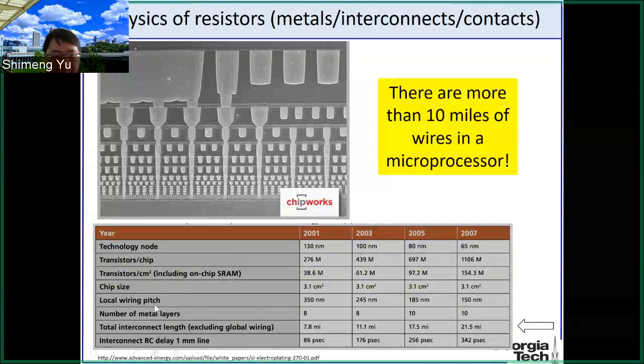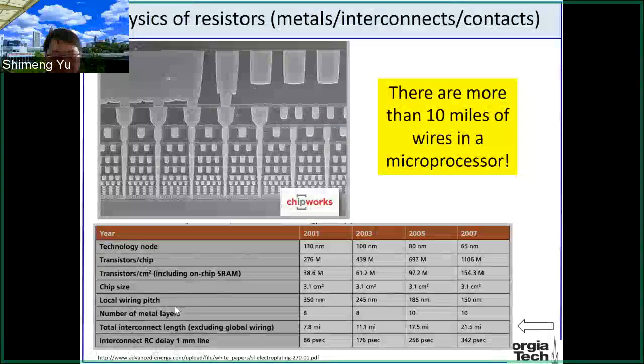And here's another number, let's say, the number of metal layers. As we scale the technology node, the design may become more complicated, so we need more layers to finish the routing. And if you unroll the wires, the total interconnect length, you can see here the unit is mile. You can reach like 20 miles in this 65 nanometer processor. So this is pretty long.